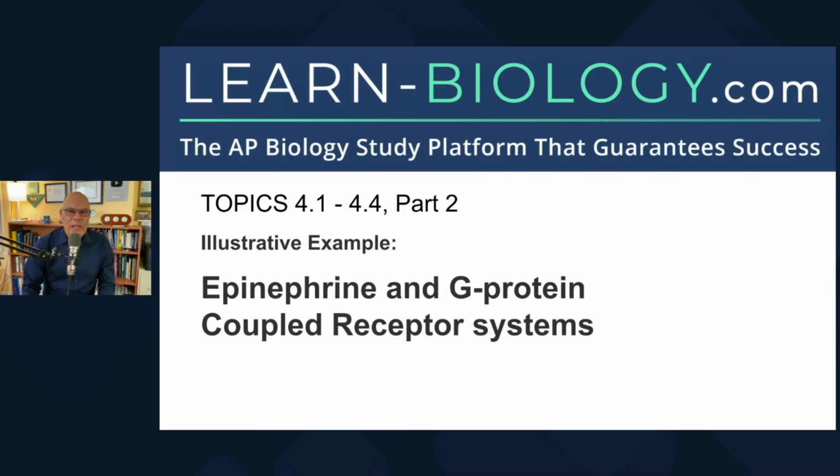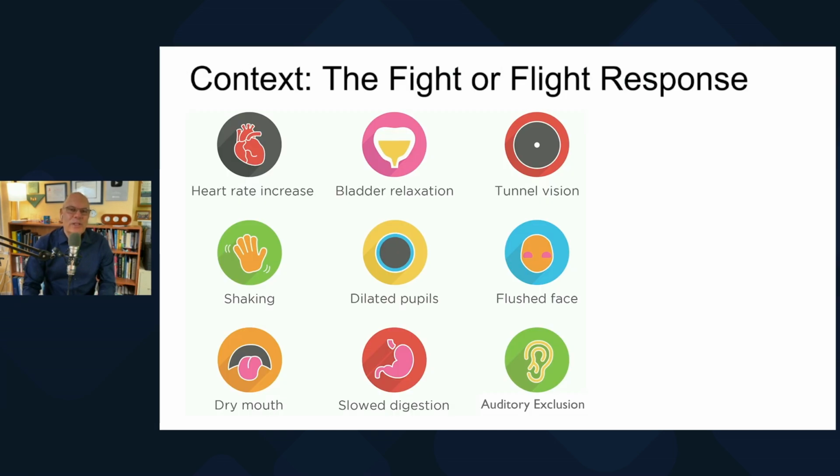What we're going to do now is we're going to do an illustrative example of cell signaling. We're going to talk about epinephrine and G protein coupled receptor systems. The context for this is what we talked about at the top of the show. It's the fight or flight response.